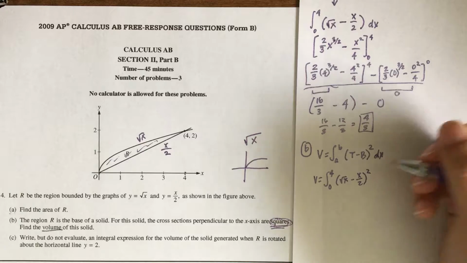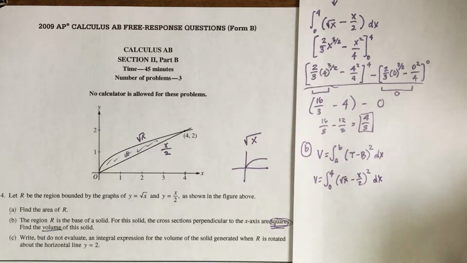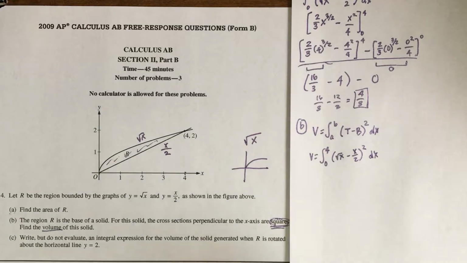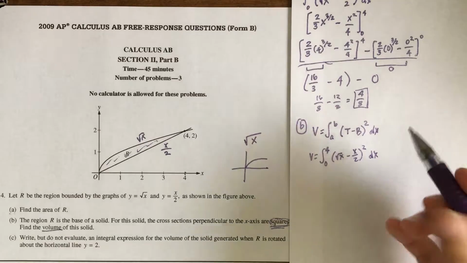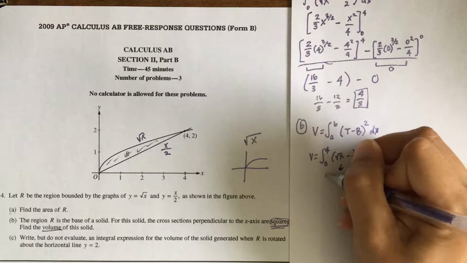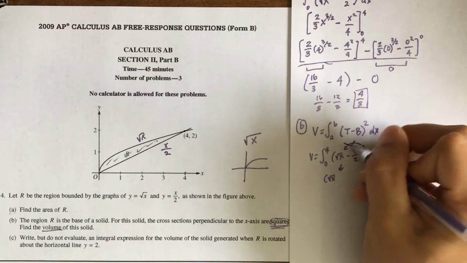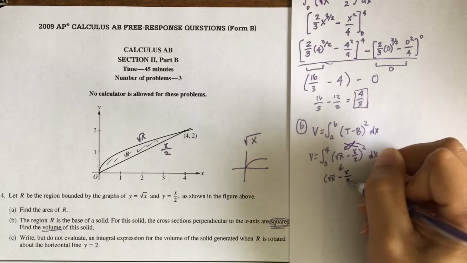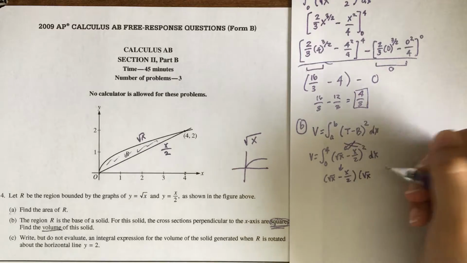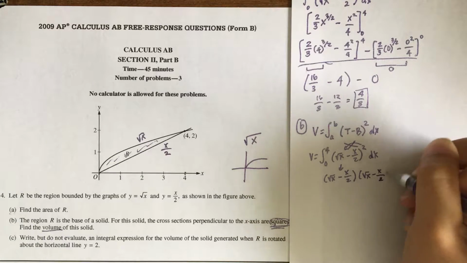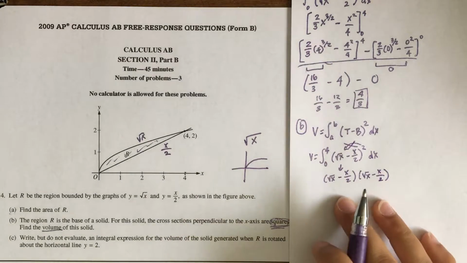So for this one, you actually want to square this whole thing. You can't just distribute that. No, you cannot do that. So you're actually going to have to multiply it out like this.